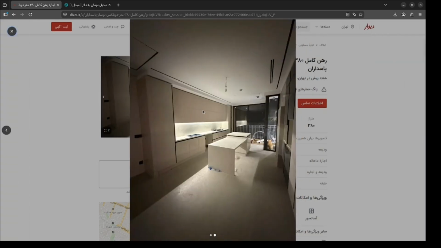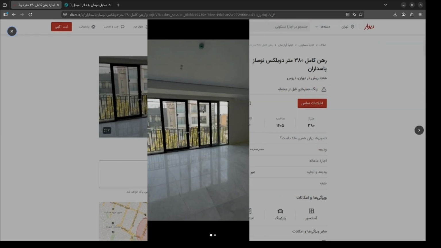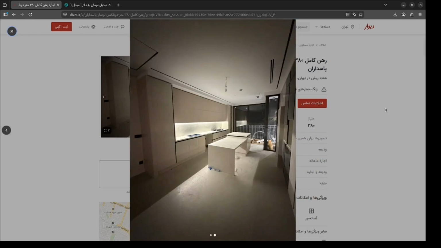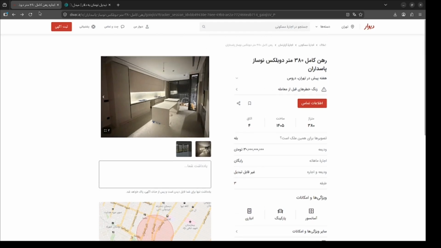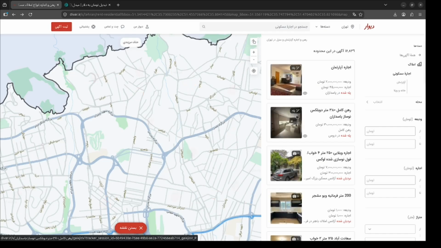They don't have a lot of images, but it looks good. Okay, and it's big. It's really big. 380 meters. Another house.